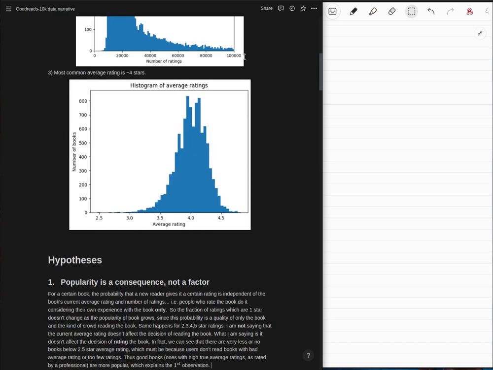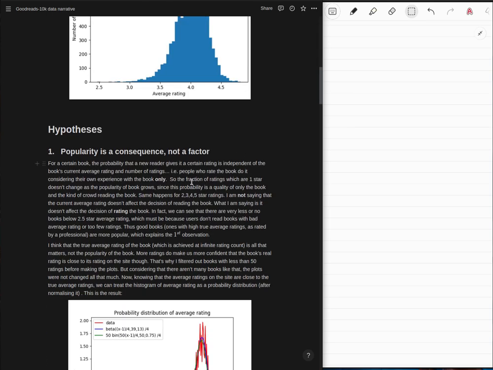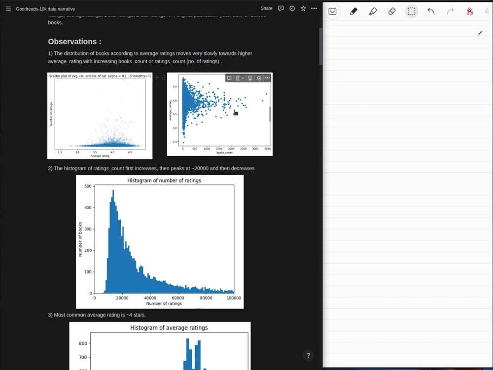But what I'm saying is that as popularity increases, so you look at a certain level of books count, the distribution surely goes up. But for a certain book, if you actually had data for that book only, how its average rating changes with respect to time or the rating count, then that stays constant. That's what I'm saying. Okay.